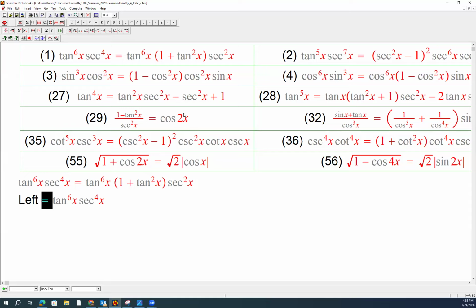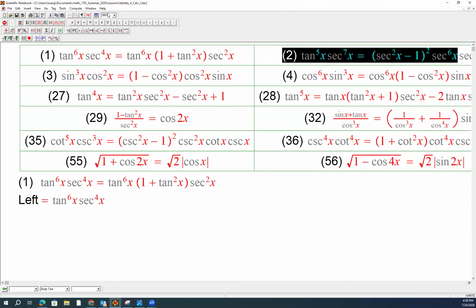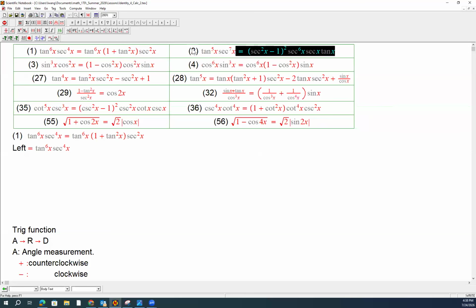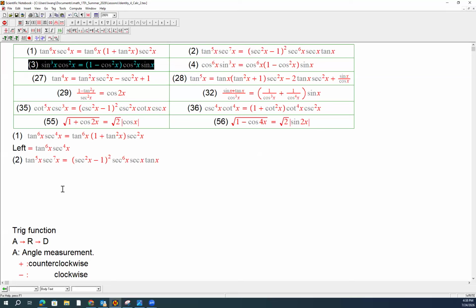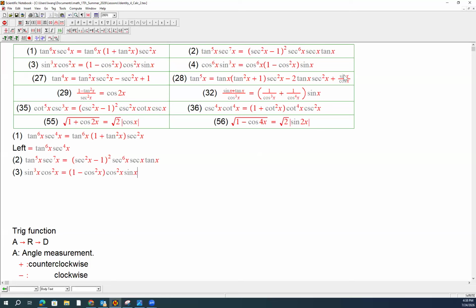And the second question. Let me just put these questions in their order so we don't have to come back and forth. The second question. Well, let's go back to 200%. Second question. Third question. Fourth.